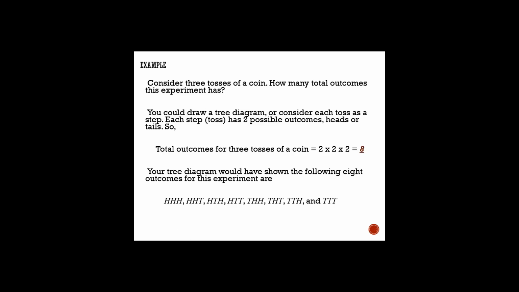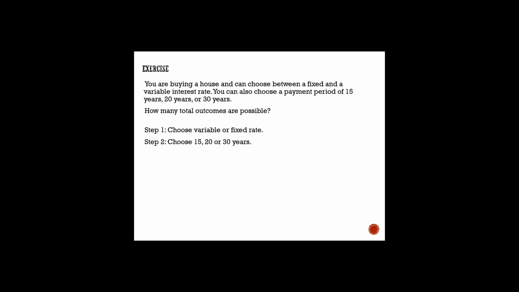Let's see if you can figure this one out. What I'm going to ask you to consider is buying a house. You make two decisions when you're buying a house. In the financing part of it, you choose between a fixed and a variable interest rate, and then you choose your payment period. Your first choice is a fixed or variable rate, and your second choice would be a payment period of either 15, 20, or 30 years. How many total possible outcomes are there in those two decisions?